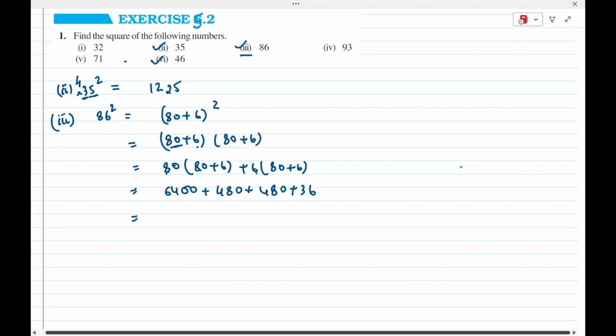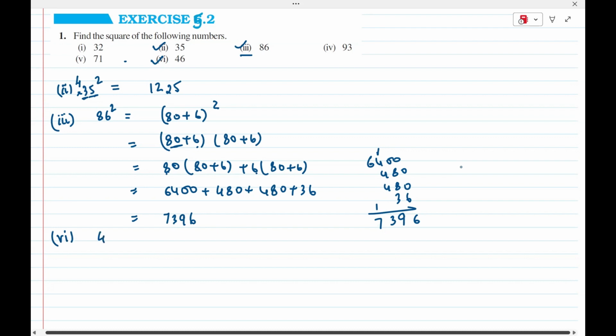You can add all these by doing it directly or here. Solving at the side will take time, but it will give you perfection. If you practice more and more, you can add here directly. So it is 6, 8 and 2 are 16, and 3, 19. Carry 1. Now 4 and 3 are 12 and 1, 13, and 7. So 7396 is the square. Let's see the sixth one.